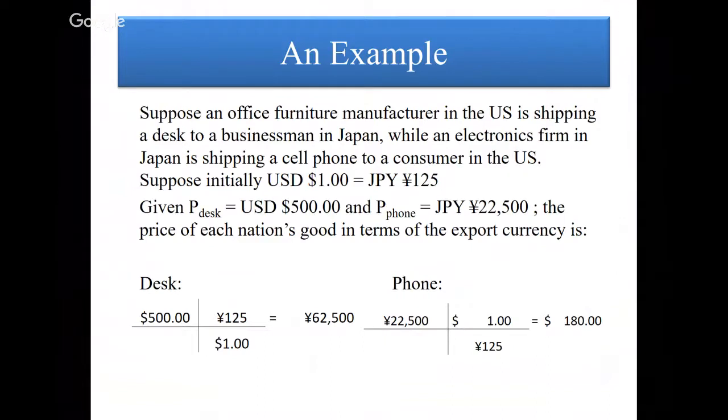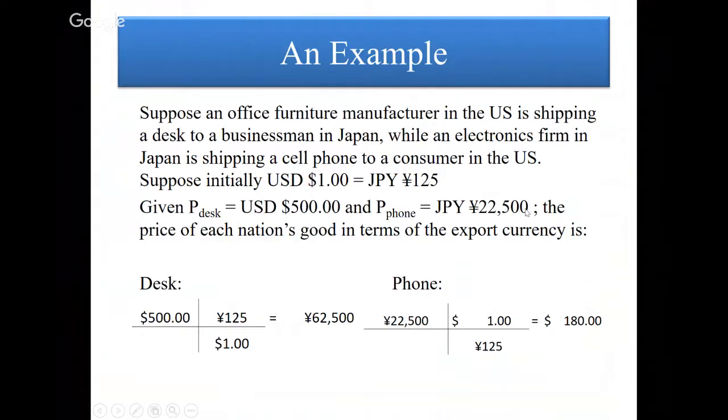Initially, 1 US dollar is worth 125 Japanese yen. Notice 2 decimals for dollars, none for the yen. The price of the desk made in the United States, that's the base price. It doesn't include shipping and handling. It doesn't include import-export taxes, which are called duties or customs. It's 500 US dollars and 0 cents.